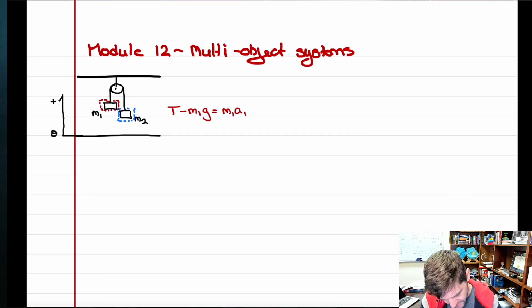And then if I do the second box, looks like the same sort of thing. There's a tension pulling up, M2G pulling down, and then that's going to equal M2A2.